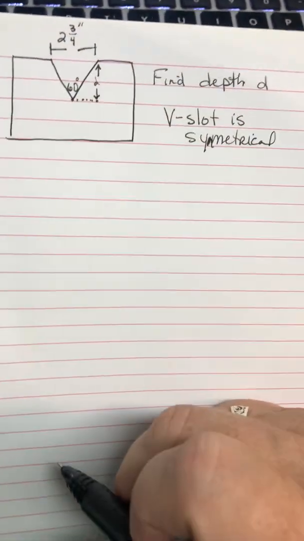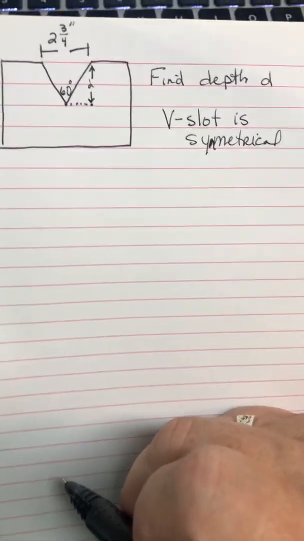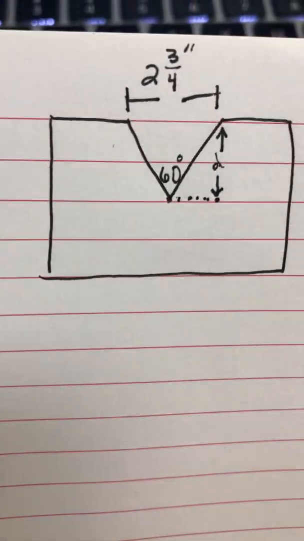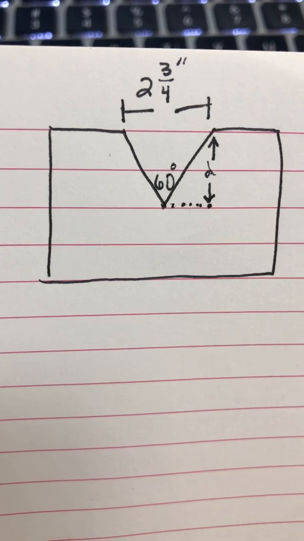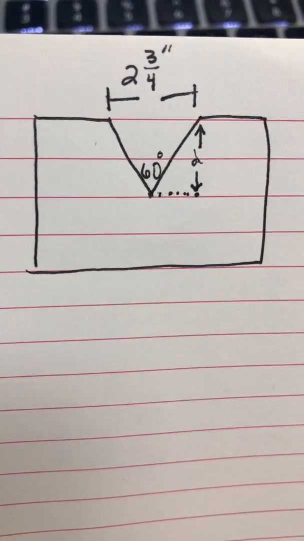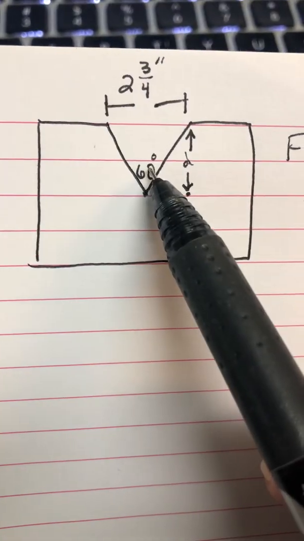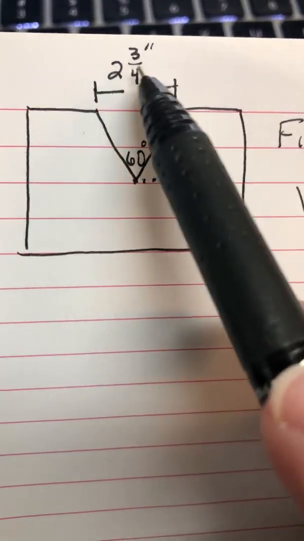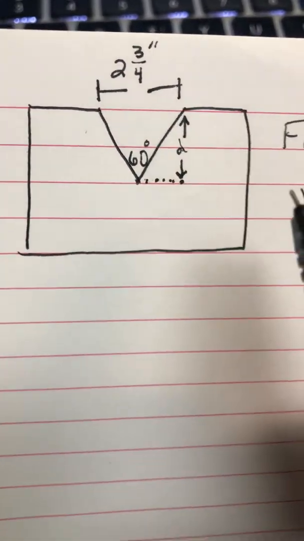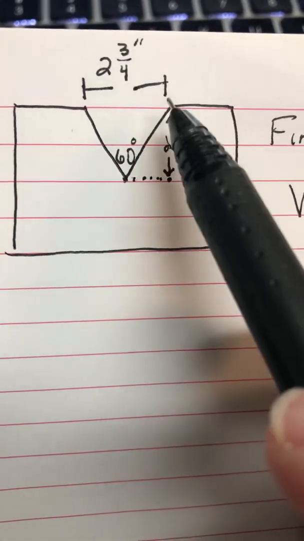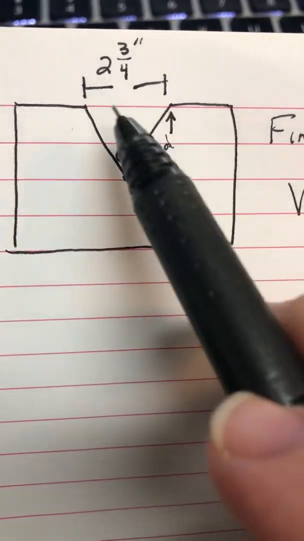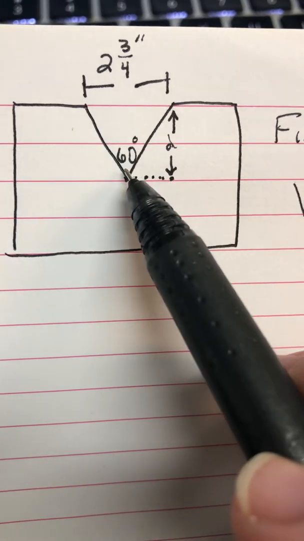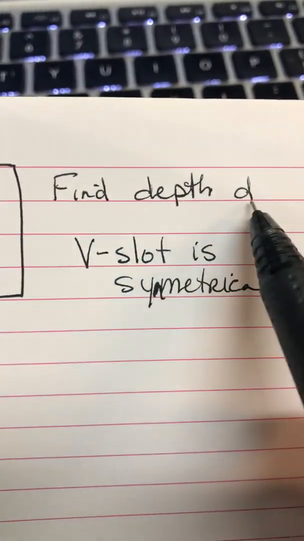Okay, so this is for Math 122, Unit 4 on the trig, and they give us this drawing similar to this, where there's a V-slot cut out, and it's telling us that this is 60 degrees, and that the distance from this point to this point is 2 3/4 inches. What they're asking us to find is how deep is this, the depth, like from this level to here, how deep is it? Find the depth, D.